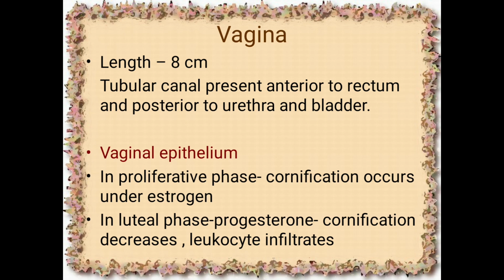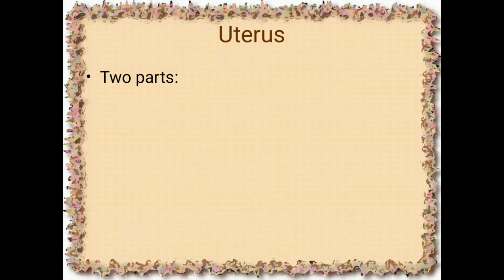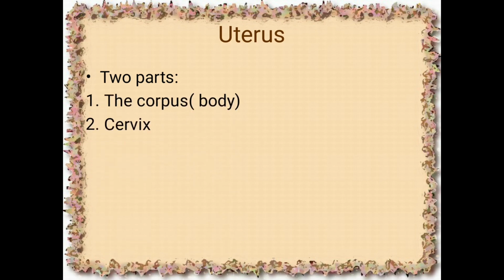After menopause, the vaginal epithelium becomes thin and the secretions become scanty. The postmenopausal vagina is dry and susceptible to infection. So this is about vagina. Anteriorly you have the bladder and urethra, and posteriorly the rectum. So this is the relation to the vagina. Next is uterus.